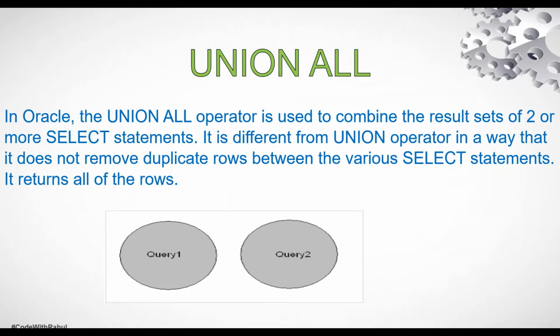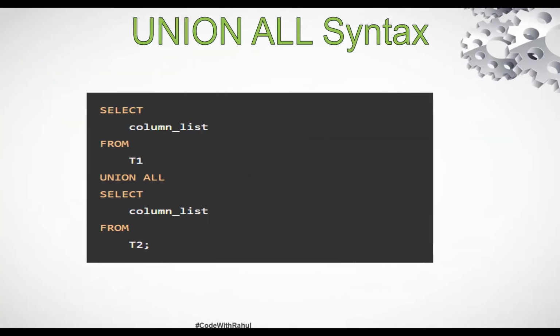Now let's look at the union all set operator. In Oracle, the union all operator is used to combine the result sets of two or more select statements. So what is the difference with union? It is different from the union operator in that it does not remove duplicate rows between the various select statements. It returns all of the rows. This is the main difference between union and union all. You can have a look at the syntax of union all: select column list from table T1, and this time we write union all.